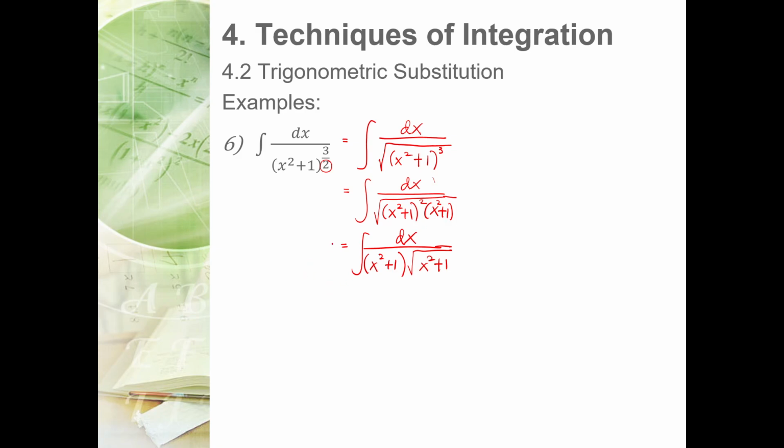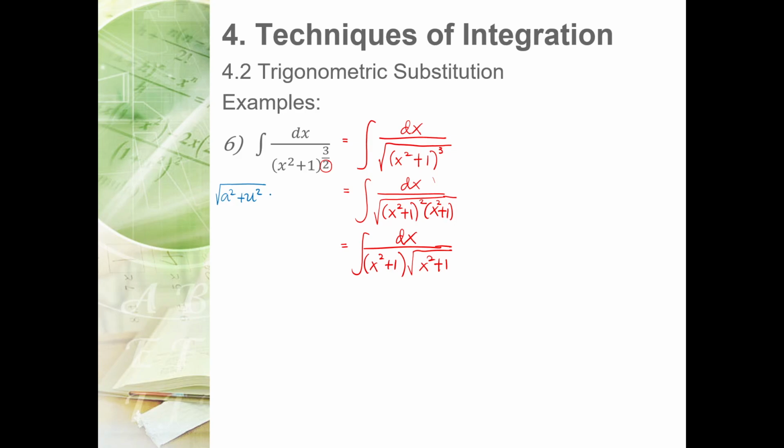Okay, so this time we now determine the particular trig substitution we're going to use. Since that's in the format of a squared plus u squared, again that's a squared plus u squared.